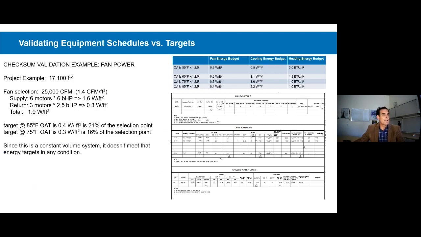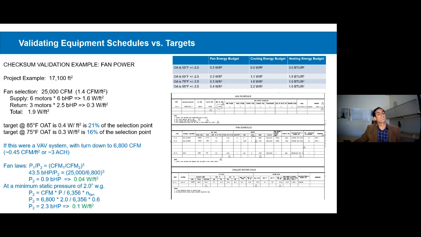Here's an example looking at fan power. Our fan power at 75 degrees is 0.3 watts a square foot, and our fan power target at 85 degrees is 0.4 watts a square foot. 17,000 square foot project, 25,000 CFM of air. There are 6 supply motors and 3 return motors, so the grand total brake horsepower is 1.9 watts per square foot. So this is over our target, and it's over by a factor of 5 or 6.